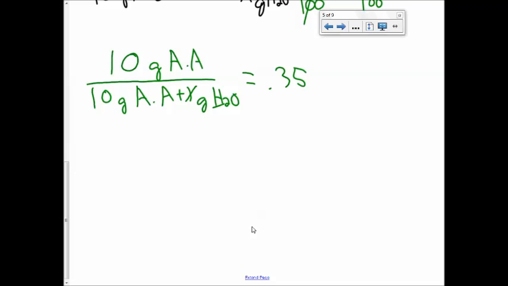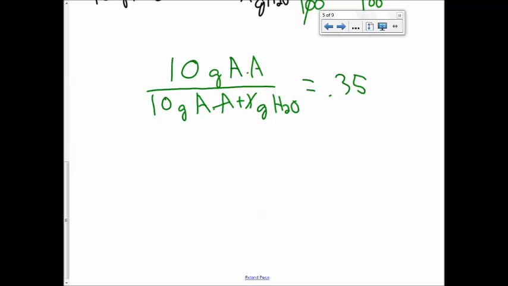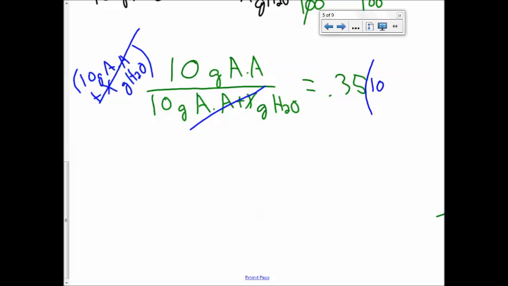So what we actually have to do in this case is multiply by our denominator. So I'm going to multiply by 10 grams of AA plus X grams of H2O. Now that will cancel out with this. We have to multiply this whole thing through. And we're going to have 10 grams of AA plus our X grams of water again. This ends up being quite the problem.